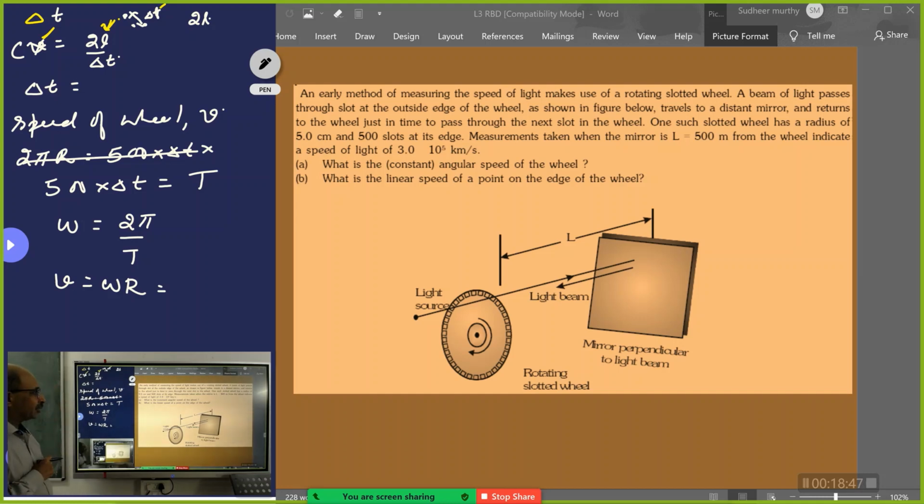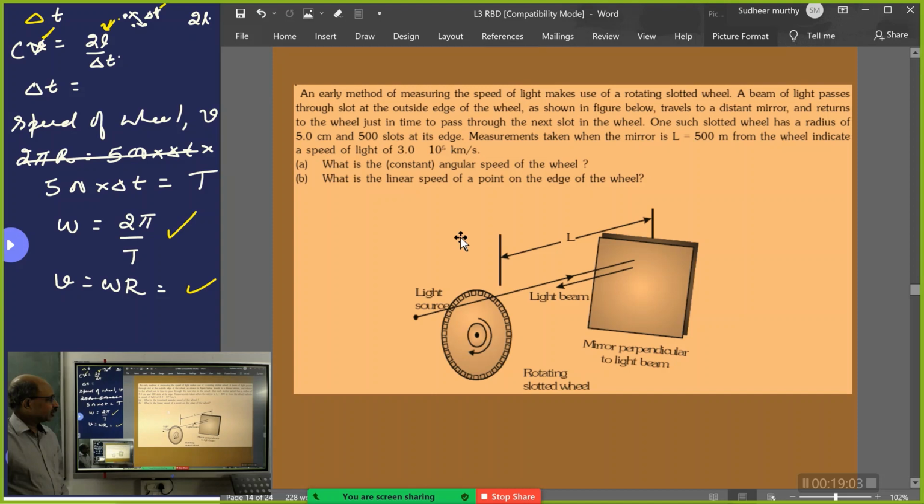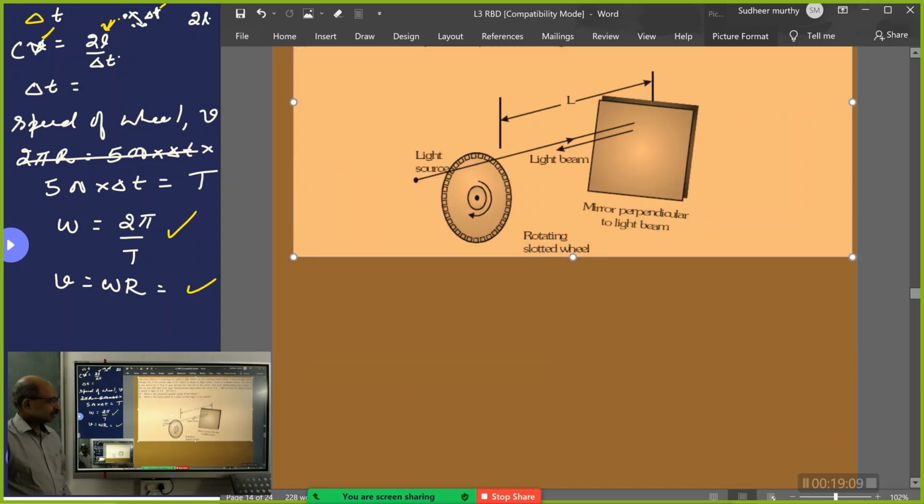Okay? What is the constant angular speed of the wheel? So we have found out omega, and we have also found out v from this. Both the things. Correct? Right. So I hope this is the methodology that is used, and I think this is fine. I think all of you captured it, got it?